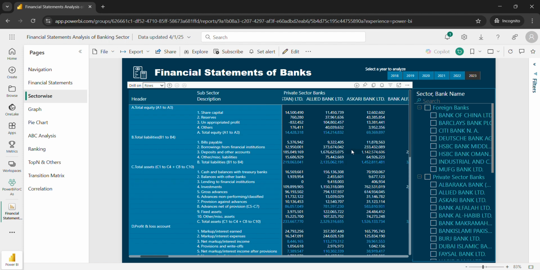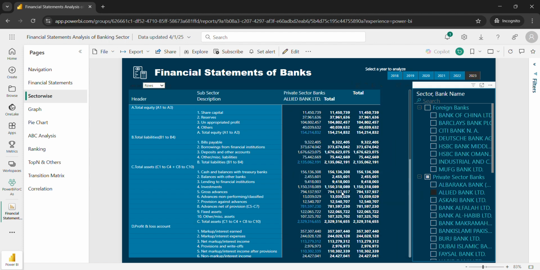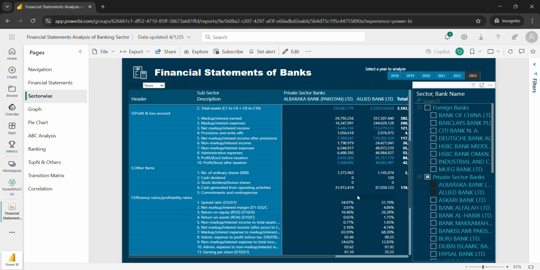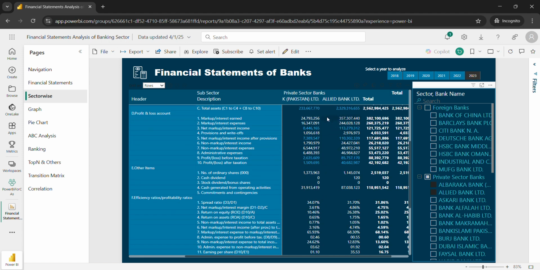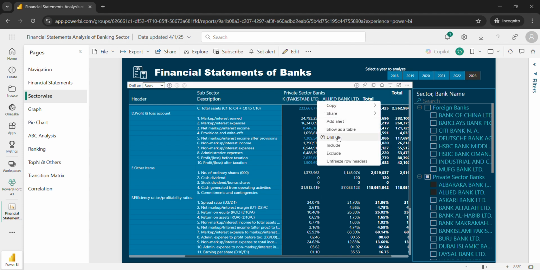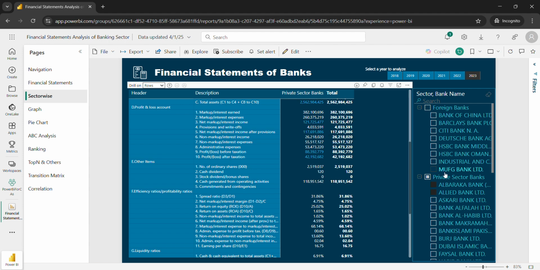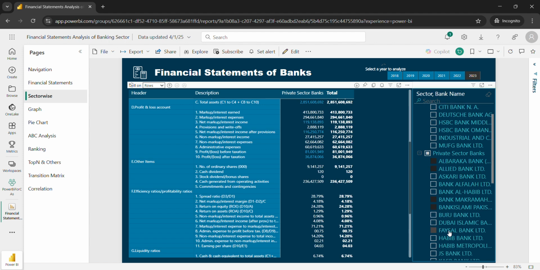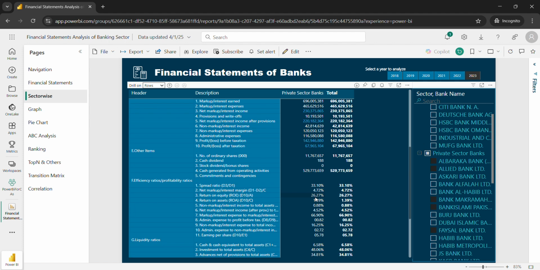For the purpose of this analysis, we can choose multiple banks, Allied Bank as well as Al Baraka Bank. So here we go. We can also perform an overall analysis by selecting a segment of banks. Not all banks might be your competitors, but a combination of certain banks might be the best fit for your competition.